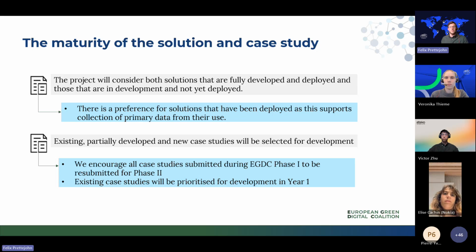And then finally, we will be looking for existing, partially developed and new case studies. So if you've got a case study that you've already been working on, we'll happily help you finish and complete that. If you've got a completed case study that you want to be validated as aligned to the EGDC, we will also do that. Obviously, a lot of them will be completely new, which will help you throughout the whole development process. If there are case studies that are available and need to be validated or are partially done, we'll focus on these in year 1 to give new case studies more time for the data collection.